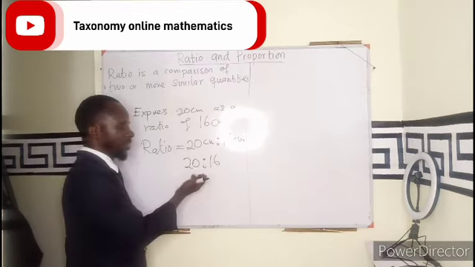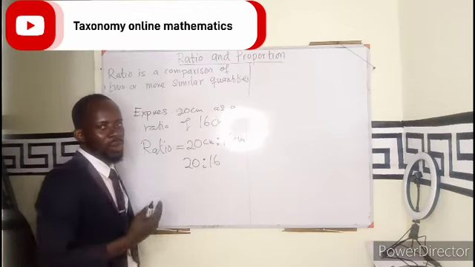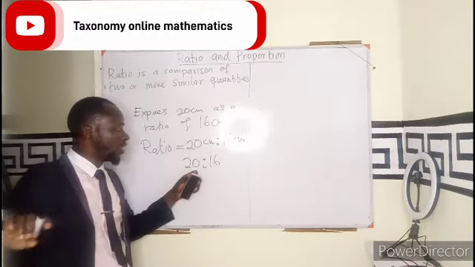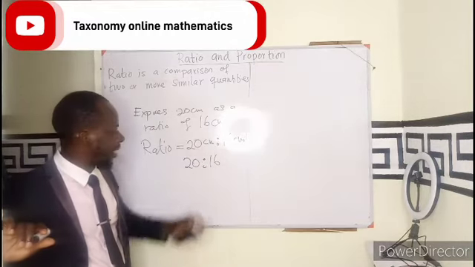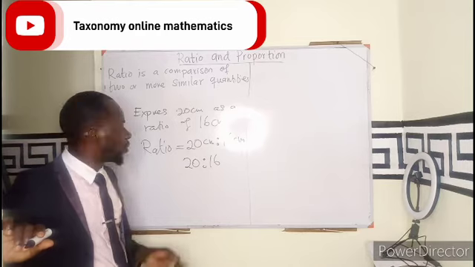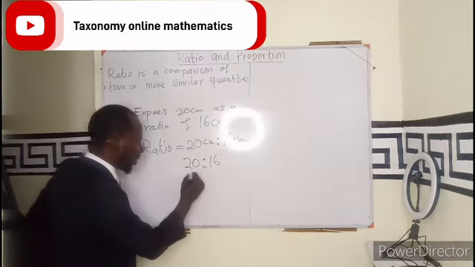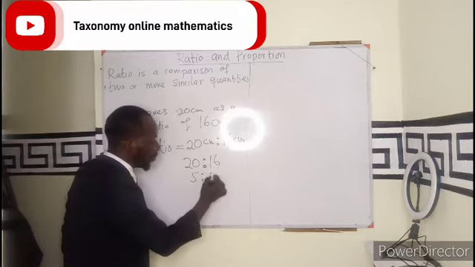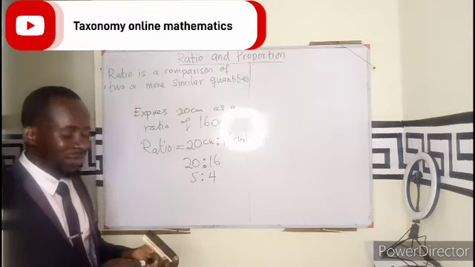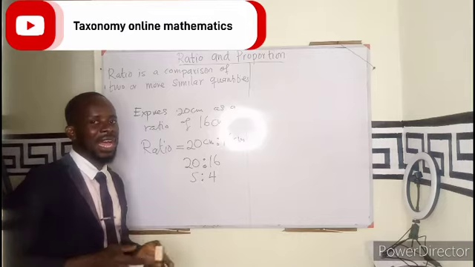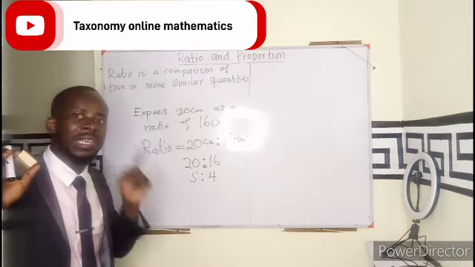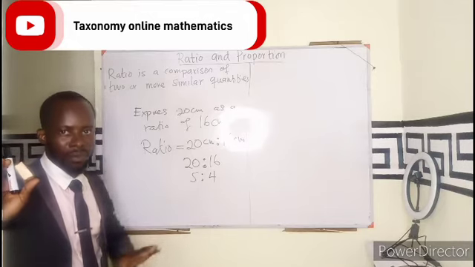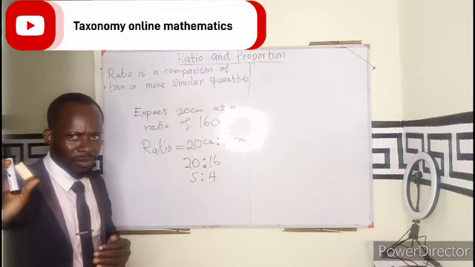So if I have this, since they are fractions, what are the common factors for 20 and 16? I think that is the 4. So 4 will go into 20 5 times, then 4 into 16 4 times. So expressing 20 centimeter as a ratio of 16 centimeter will be 5:4. I believe you are following.